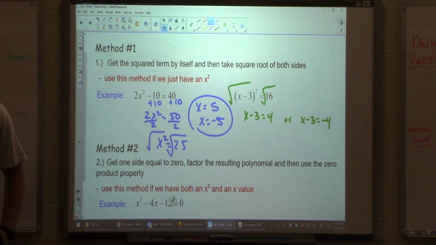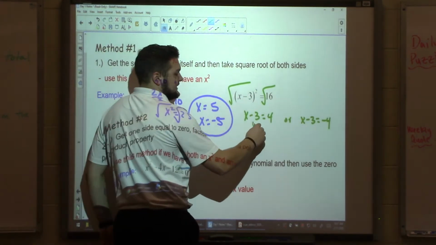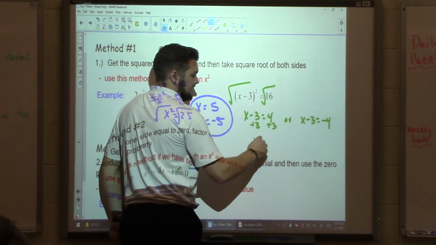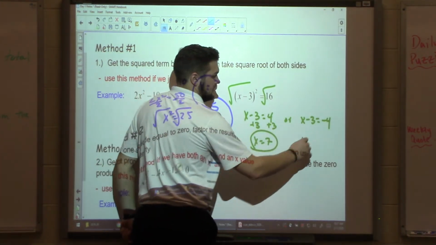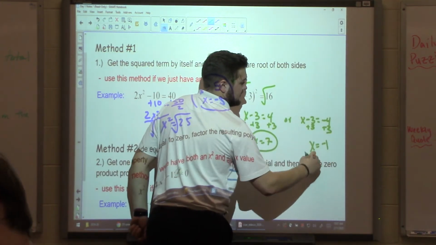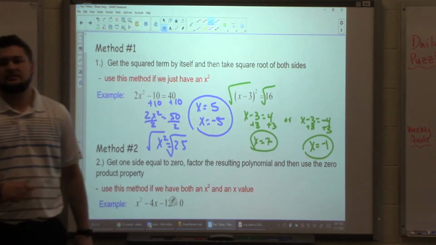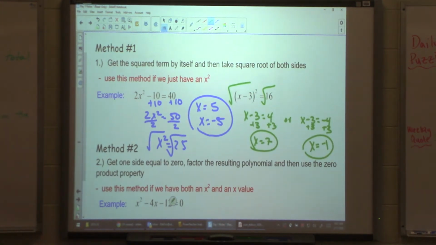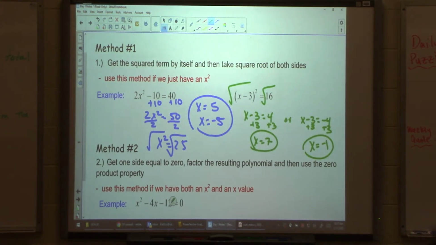So, add 3 to both sides. x equals 7. Add 3 to both sides. x equals negative 1. Those are 2 answers. Does that make sense? So get your square term by itself, take the square root, you're going to have 2 parts come out of that, solve them both.